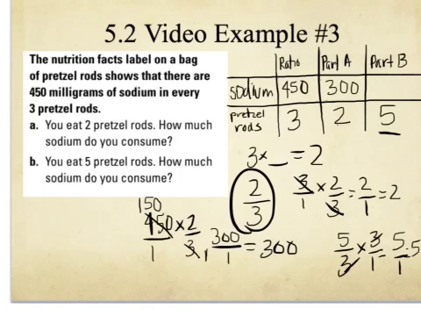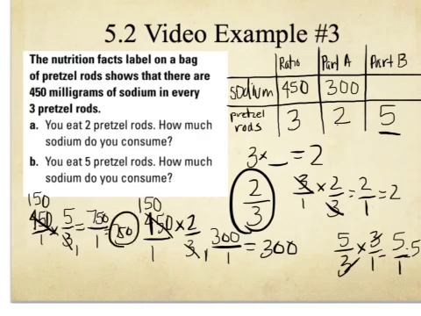So then we would take 450 multiplied by 5/3 to figure out how much sodium you eat when you eat 5 pretzels. So we already know that 3 goes into 3 once and goes into 450 150 times. And 150 times 5 equals 750. 1 times 1 is 1, which equals 750. So for every 5 pretzels, you eat 750 milligrams of sodium.